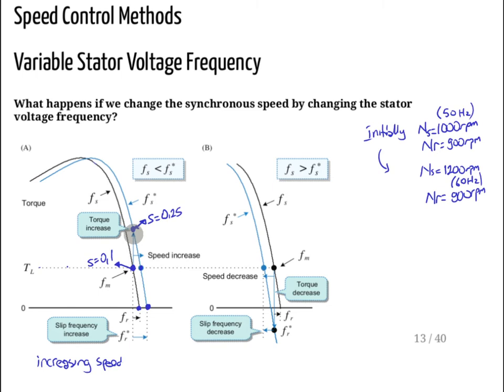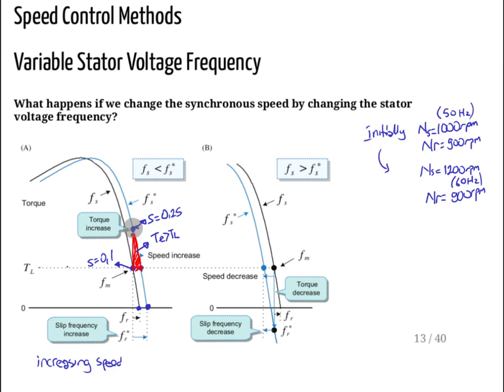So slip actually increased. As the slip increased, the torque increased. It's already written here, torque is increased. But your load torque is constant, so you have that excess torque in the red area. So in the red area, you will have excess torque. That means electrical torque is larger than load torque.